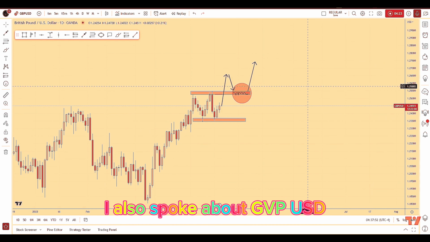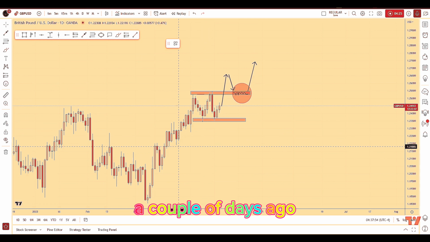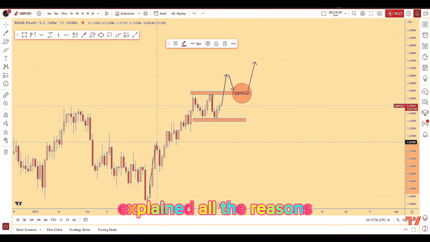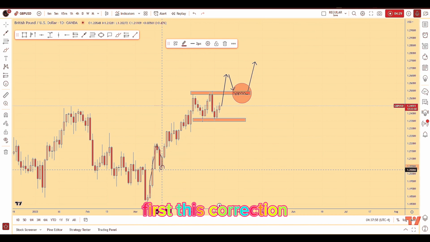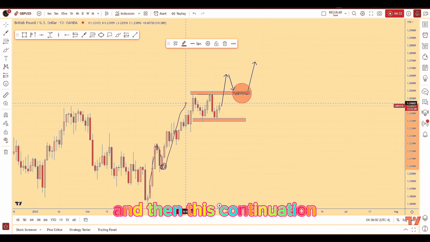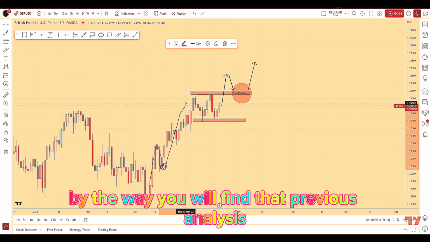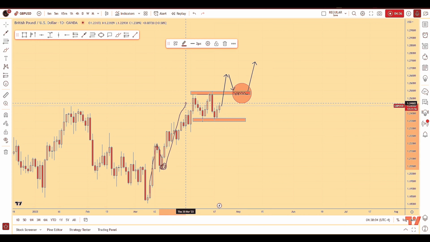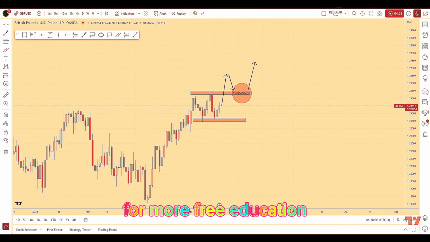I also spoke about GBP USD a couple of days ago when the market had created this impulse. I explained all the reasons for which we could expect first this correction and then this continuation to the upside. And by the way, you will find that previous analysis linked in the description, so you can go and check it out for more free education.